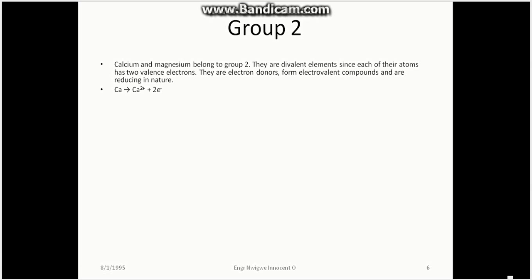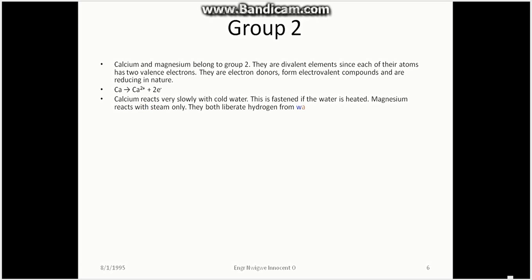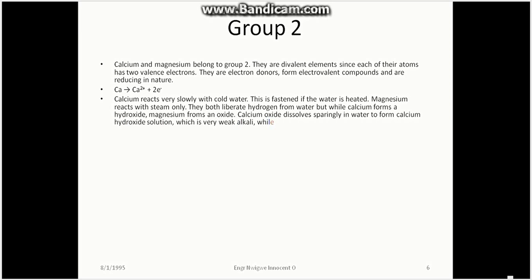Calcium reacts vigorously with cold water. This is fastened if the water is heated. Magnesium reacts with steam only. They both liberate hydrogen from water, but while calcium forms a hydroxide, magnesium forms an oxide.